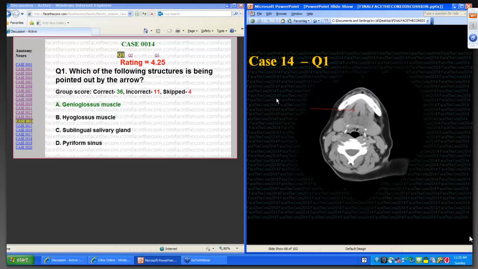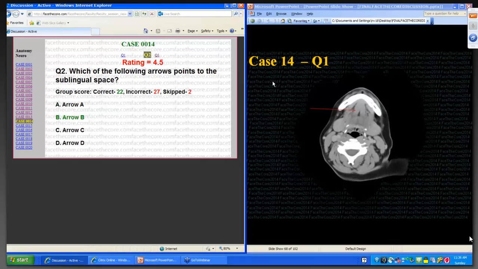Okay, and now getting into this question is, which of the following structures is being pointed out by the arrow? This is the genioglossus muscle. These are paired muscles along the tongue base, which along with the geniohyoid muscle help form the base of the tongue. And it's also an important landmark for the next question because it forms the medial boundary of the sublingual space. Hyoglossus muscle is actually this muscle that extends laterally. It's not the salivary gland or piriform sinus.